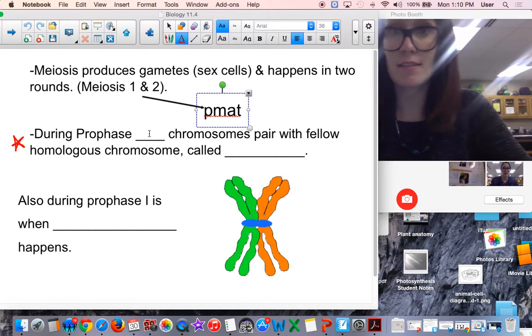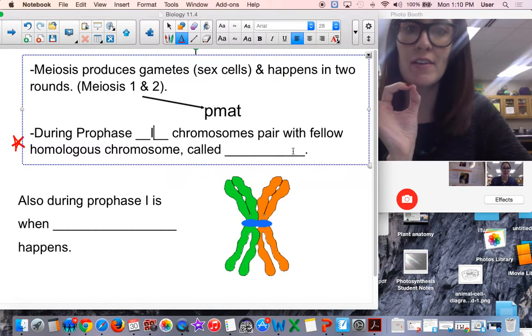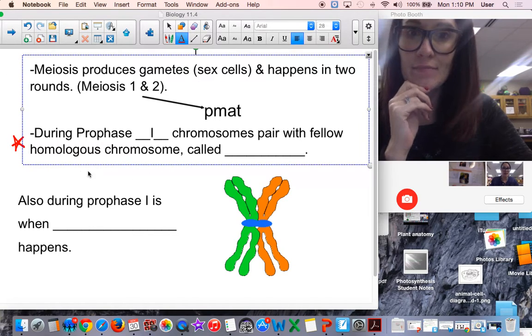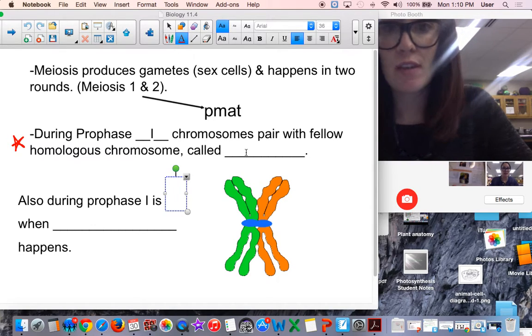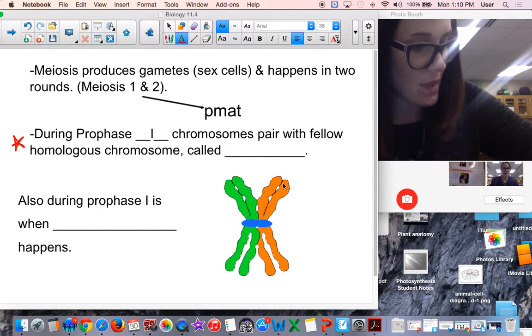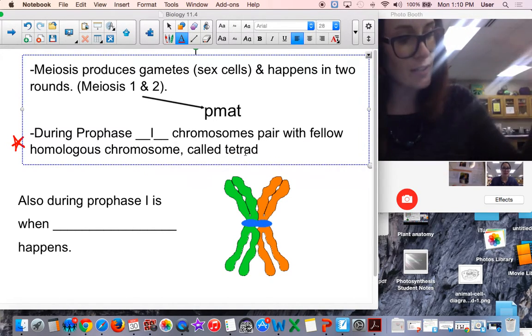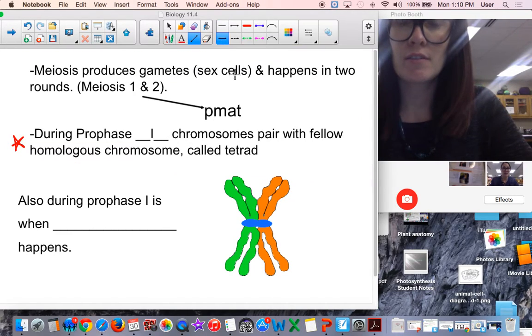During prophase 1, so the first prophase, chromosomes pair with fellow homologous chromosomes. Don't worry about that word, homologous, if that confuses you. So here's a homologous chromosome in green. Here's another homologous chromosome in orange. They pair together to form what's called a group of 4, called a tetrad, group of 4 legs. That's what a tetrad is. If you want to draw an arrow to indicate that that, in fact, is what a tetrad looks like.